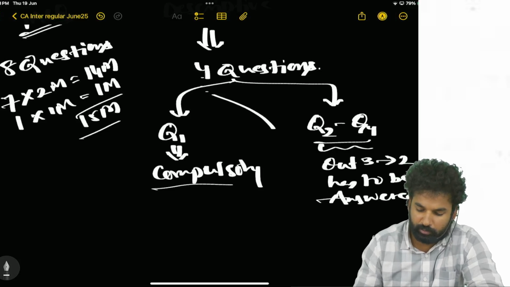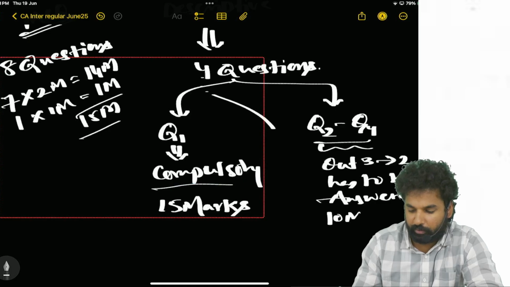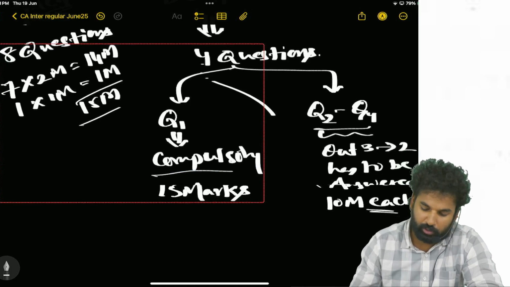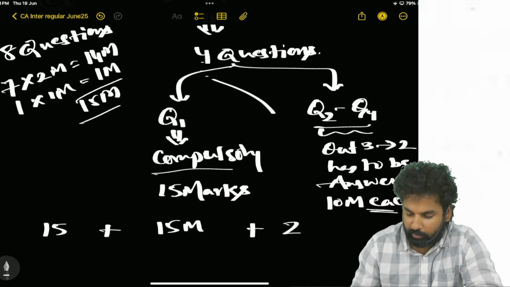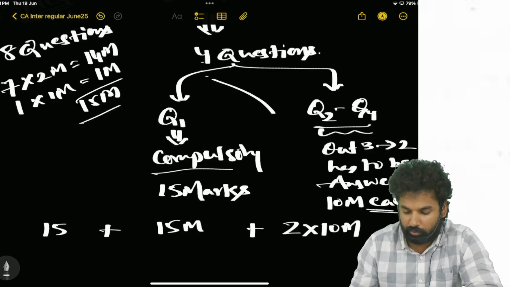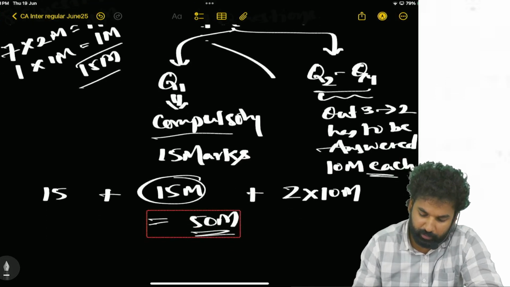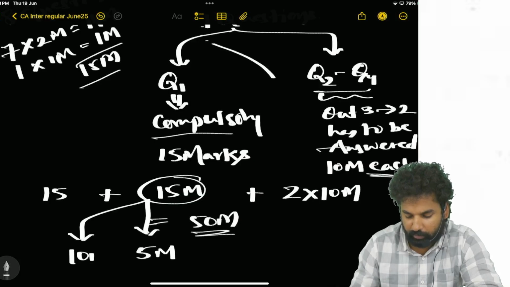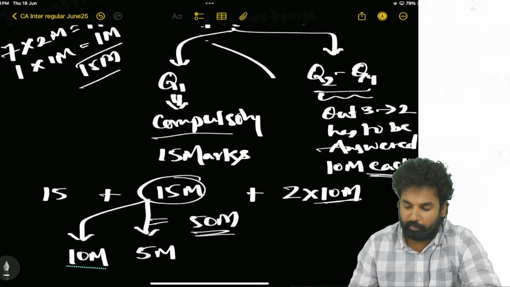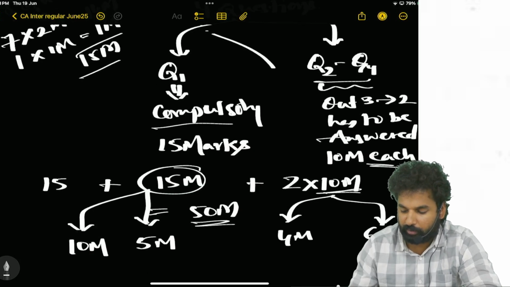The compulsory question is for 15 marks, and the other questions will be for 10 marks each. So 15 plus 2 into 10 marks, 50 marks it will be. The compulsory question of 15 marks may be classified into a 10 marks question and a 5 marks question. The 10 marks questions may be classified into 4 marks and 6 marks, or 5 marks and 5 marks.